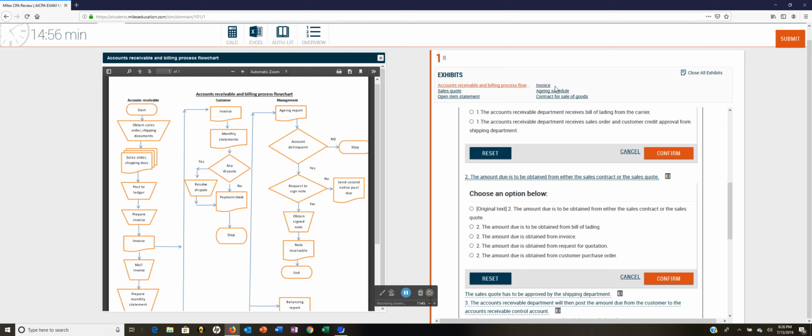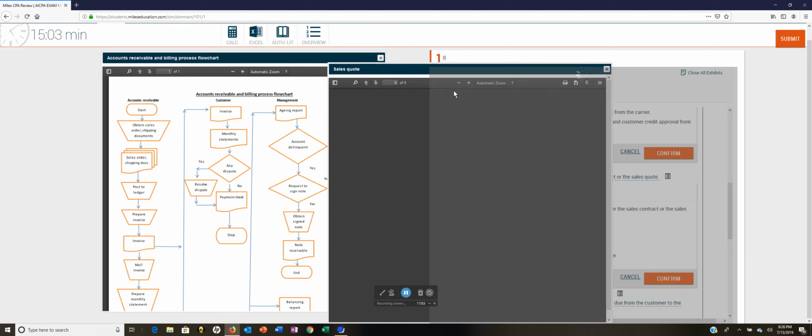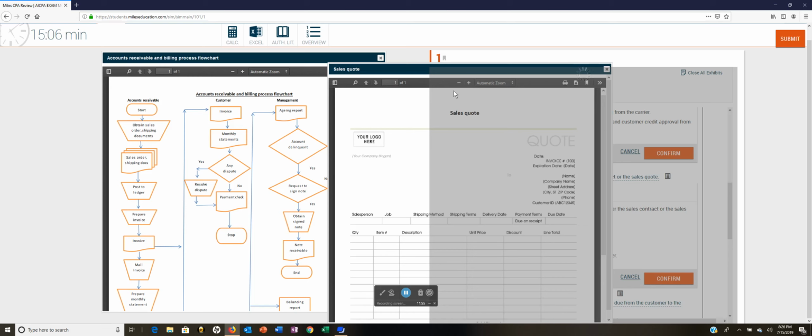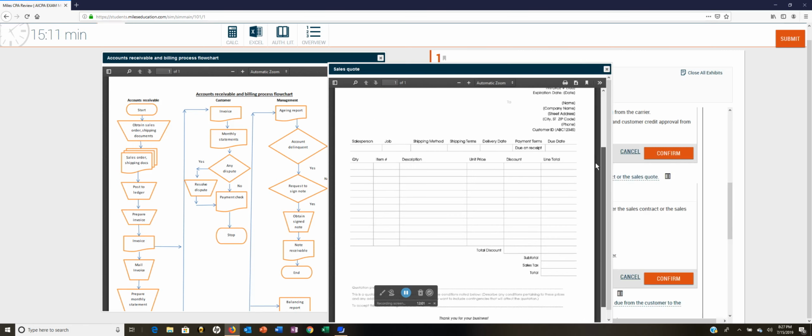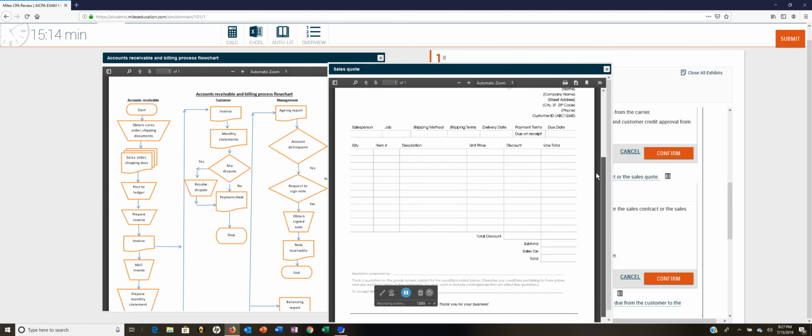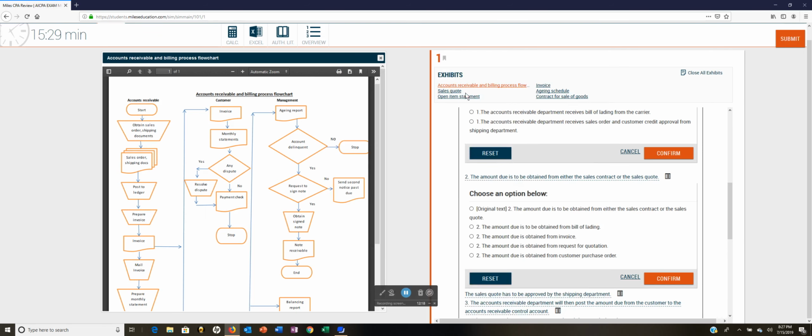So we're not sure here. But let's take a look at the sales quote up here. And there's the sales quote. And there's a total. That looks fair to me. That's what we're quoting them. That's our quote for what the stuff that they're buying would cost. So that certainly seems reasonable. What else do we have? Invoice. Let's look at the invoice.